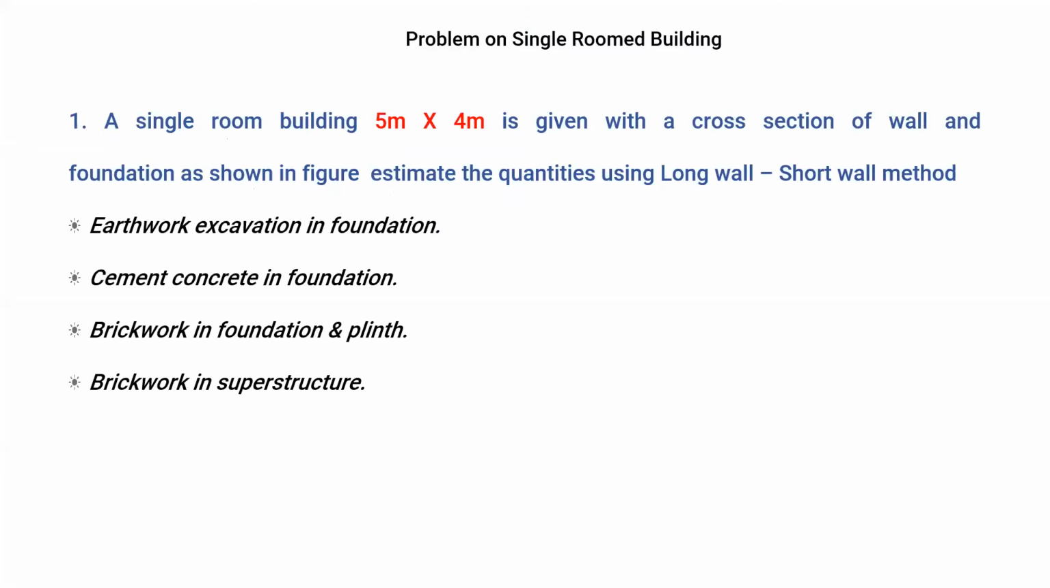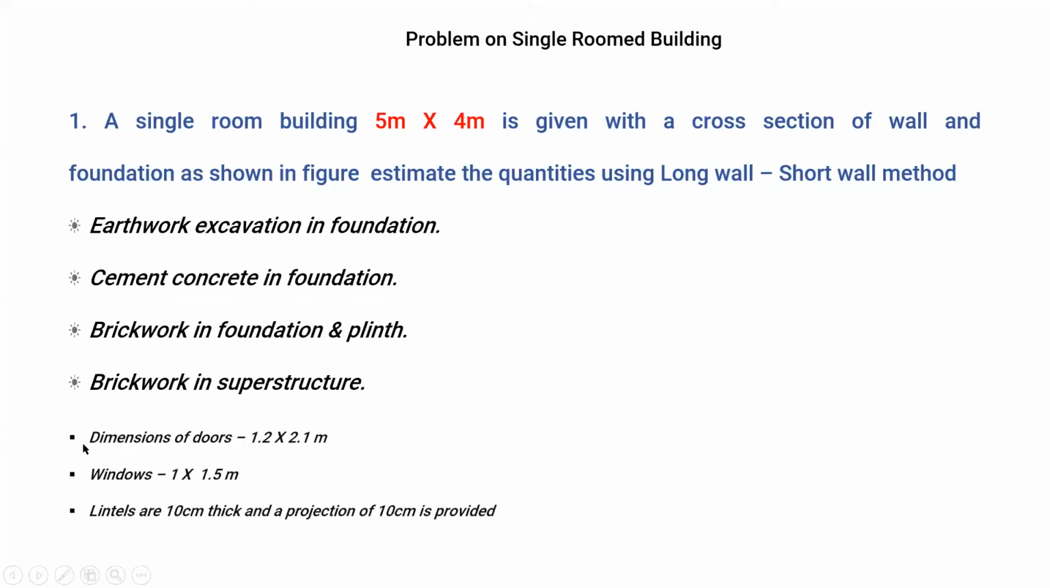So this is your problem today. A single room building, 5 meters by 4 meters span, and a cross section of wall foundation. By using the long wall short wall method, we need to estimate these quantities: earthwork excavation in foundation, cement concrete in foundation, brickwork in foundation and plinth, and brickwork in superstructure.